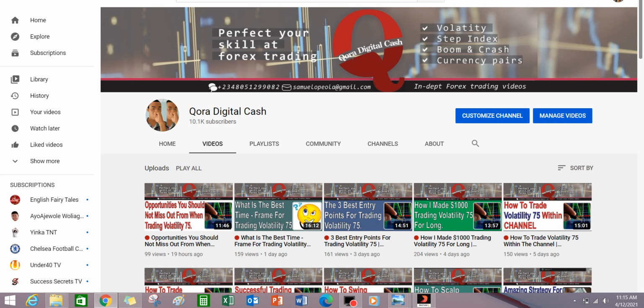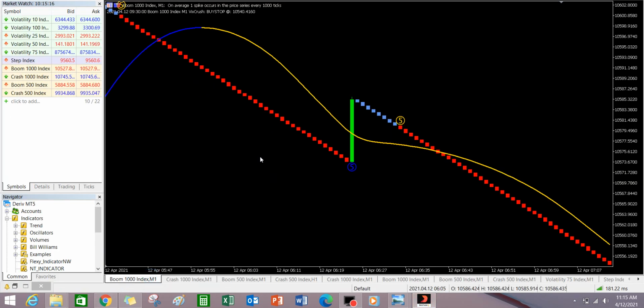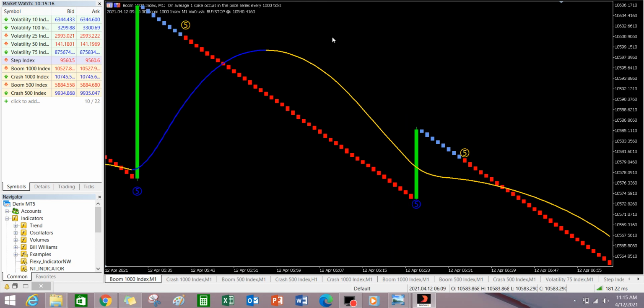Okay, quickly, before going into today's training, I would like us to do some market analysis so that we know what is happening in the market. I'm starting with Boom 1000 and I'm using the signal indicator for this.